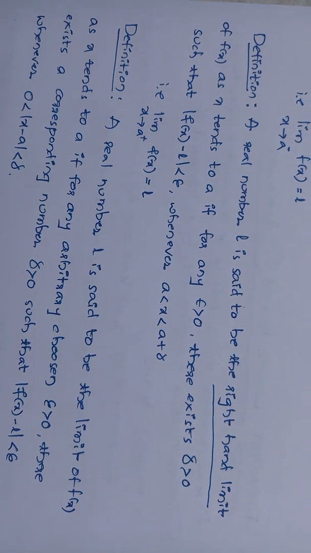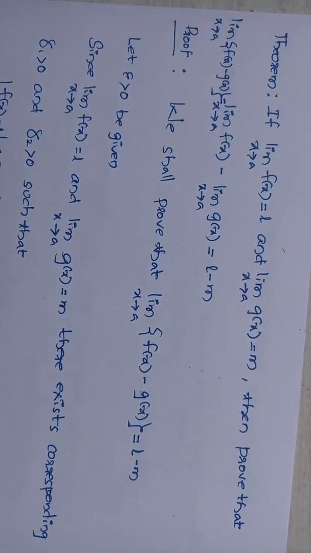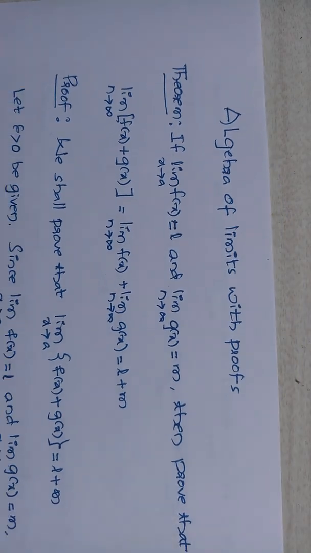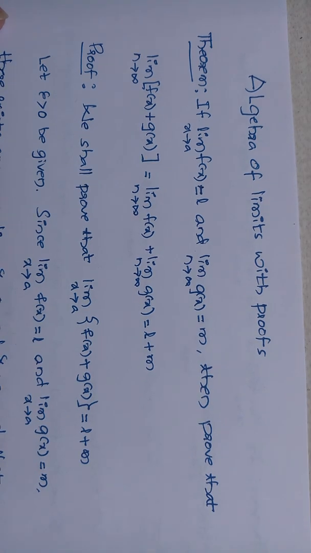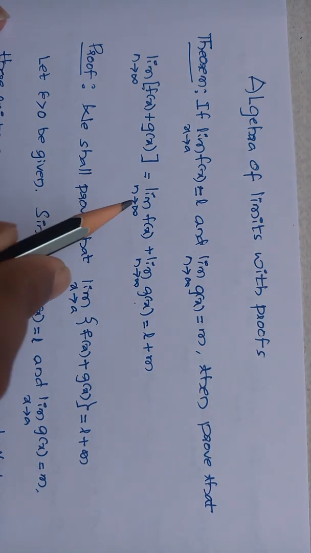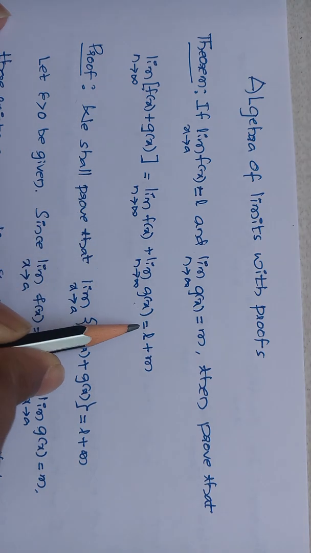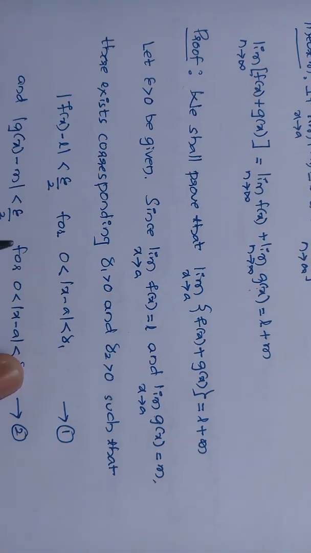Okay, so the next result is a theorem. If limit x tends to a f of x is equal to L and limit x tends to a g of x is equal to m, then prove that limit x tends to a of f of x plus g of x is equal to limit x tends to a f of x plus limit x tends to a g of x. So you know that limit of f of x is L and limit of g of x is equal to m. So we prove this result.